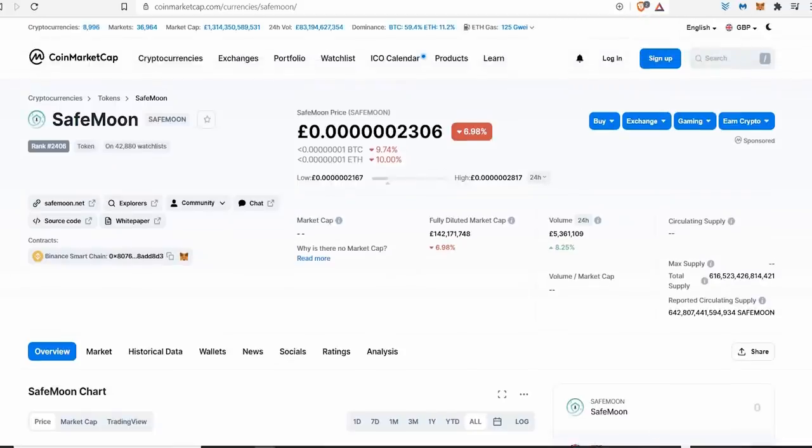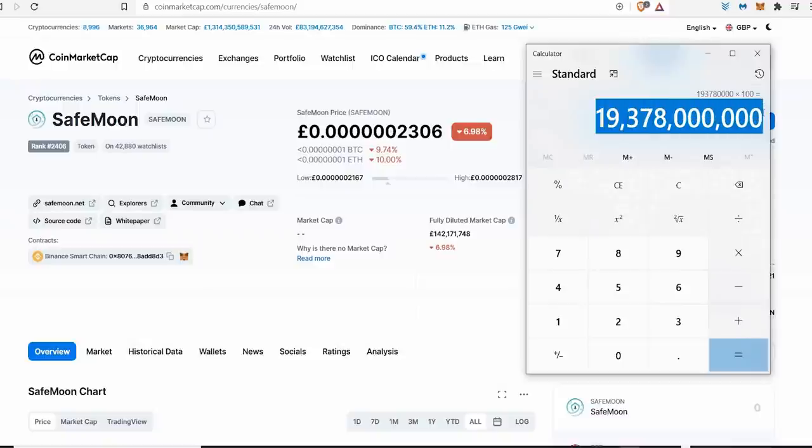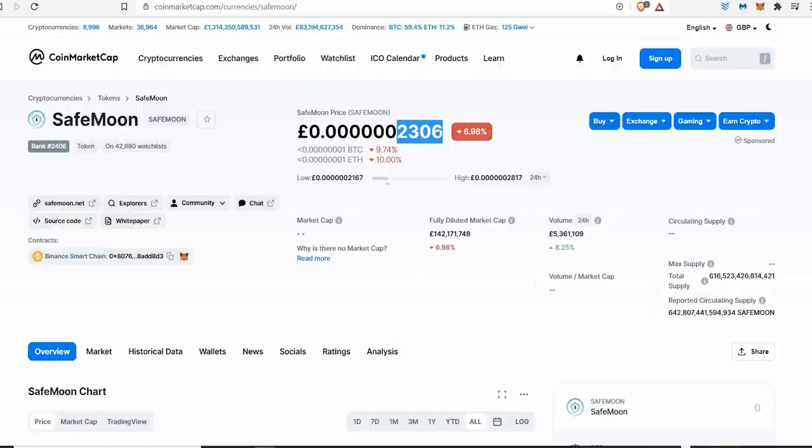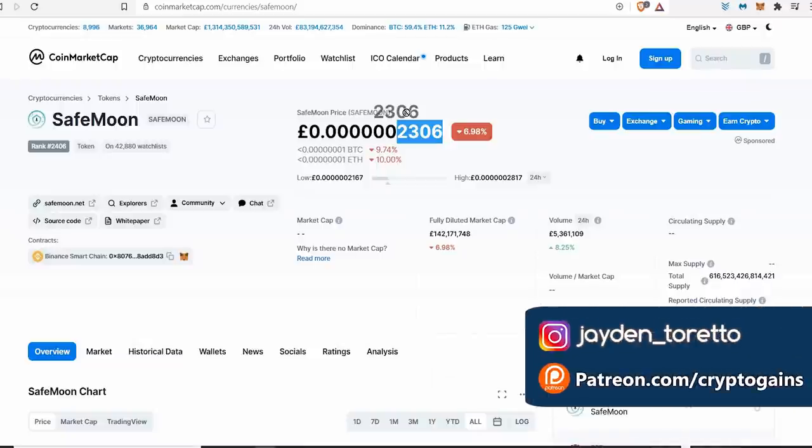But if you were to do 100x, like I said, when we see a $19 billion market cap, $19.3 billion market cap, you can essentially take this price here and shimmy across twice. Because essentially you're times-ing it by 10, times 100. You move the decimal forward twice. Simple math. So you'd be looking at a price of 0.00002. Four zeros and a two.